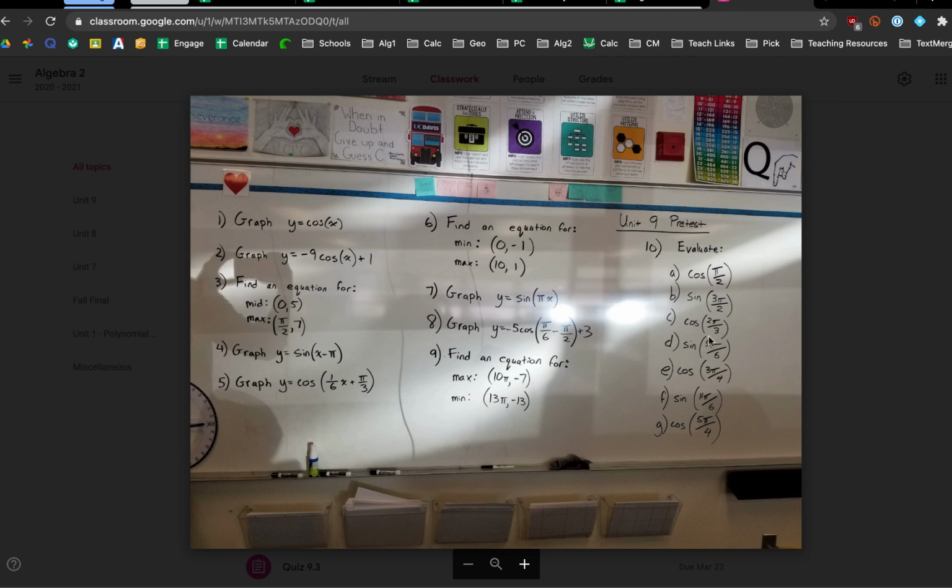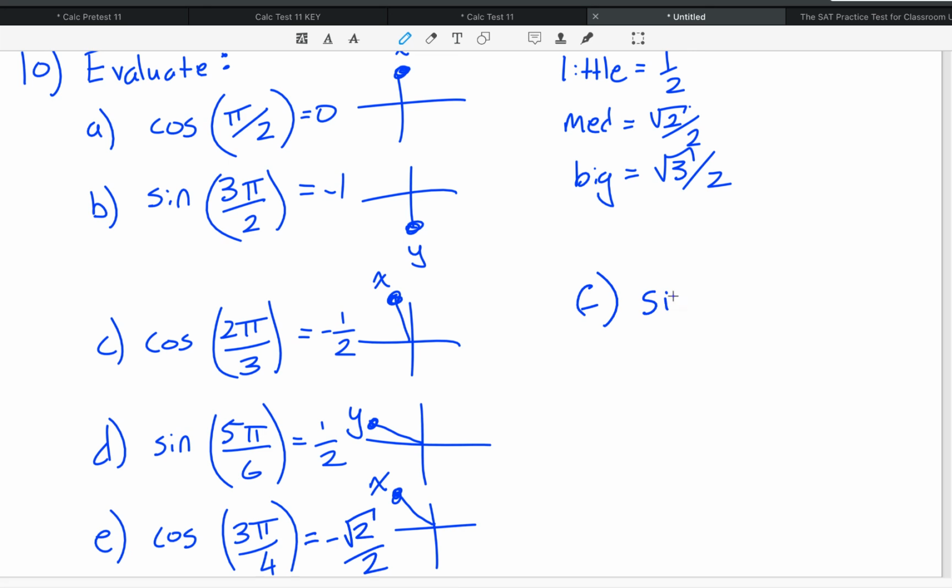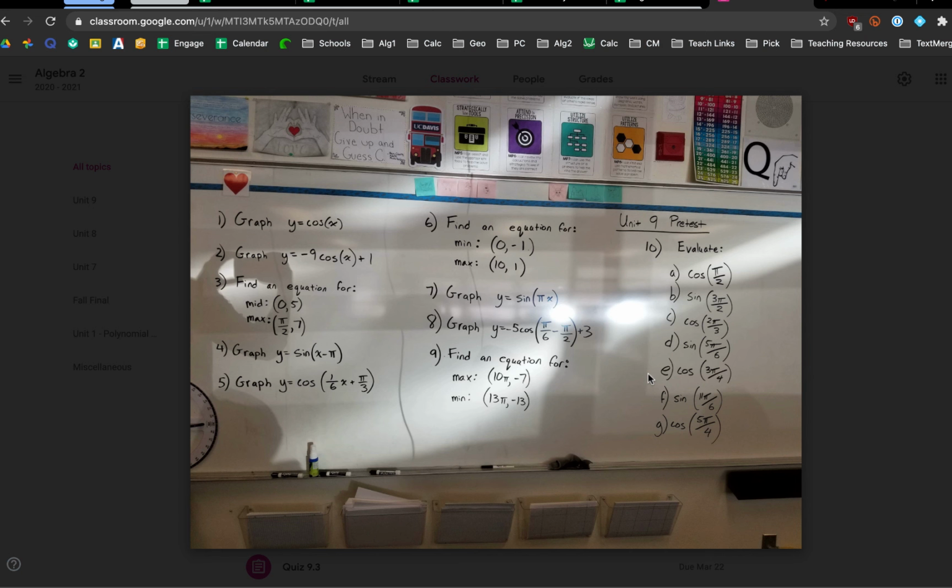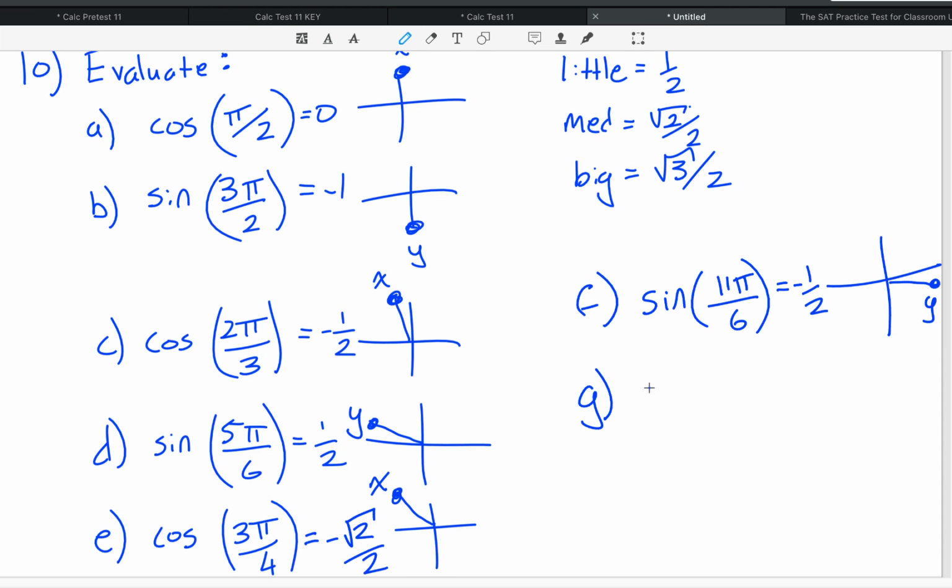What about F? F is sine of 11 pi over 6. So again, you have to ask yourself the question, where is 11 pi over 6? And it's right there. Sine is asking for the y-coordinate. Notice I've moved down a small amount. This is -1/2.